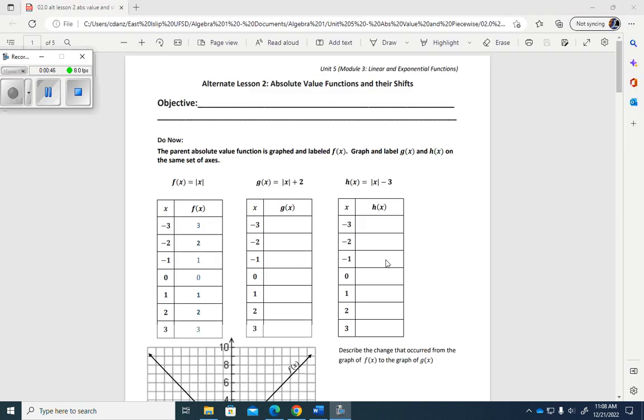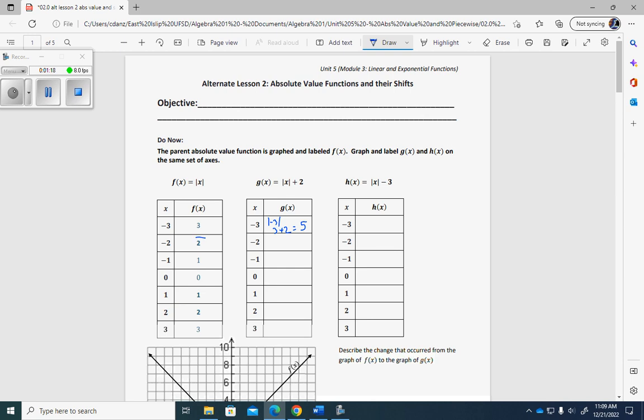So in the do now, the first table is filled in for you and already graphed for you. We need to fill in the other table. Remember, you can use your graphing calculator, or you can just use your common sense. Take a look for g. We have to do the absolute value of -3, which is just 3, and then add on 2, which means we should get an answer of 5, right?